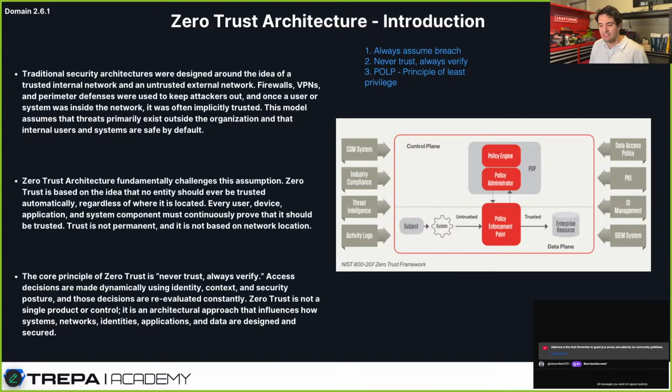Zero trust is based on the idea that no entity should ever be trusted automatically, regardless of where it is located. Every user, device, application, and system component must continuously prove that it should be trusted. Trust is not permanent and is not based on network locations. So even on-prem, we're going to re-authenticate you again.